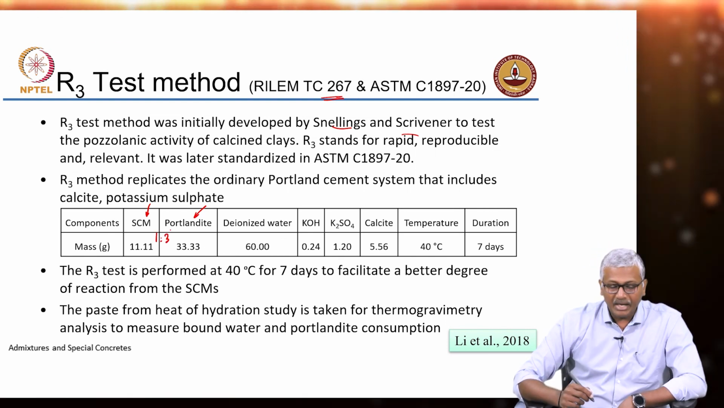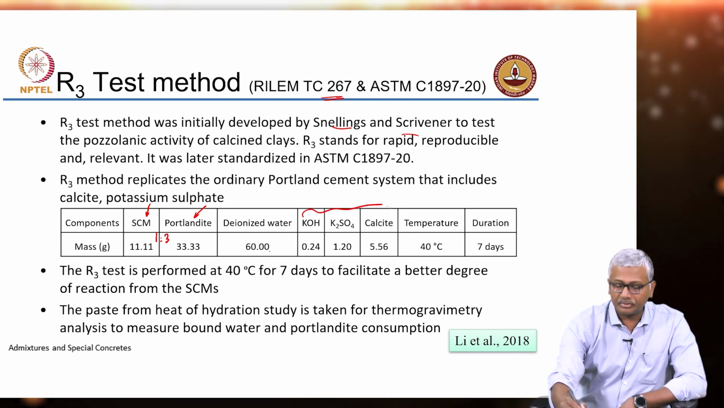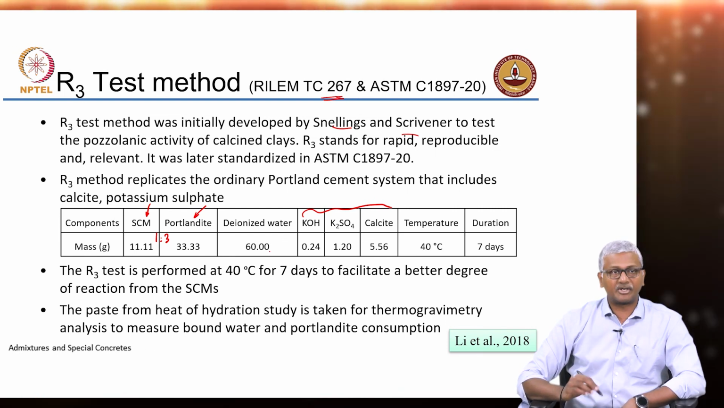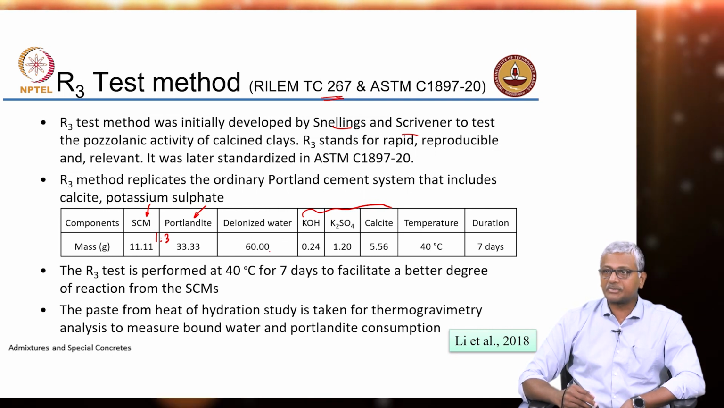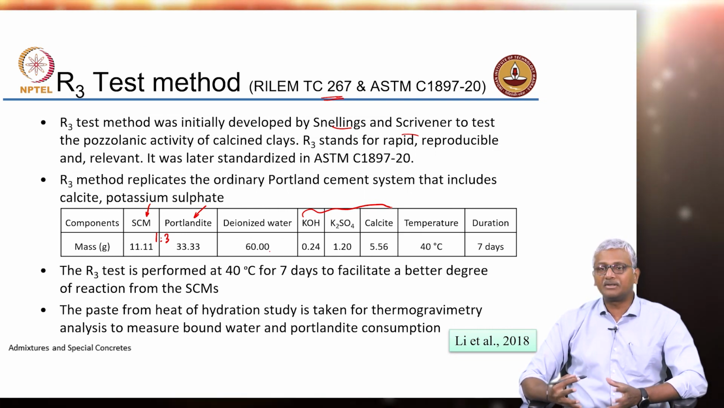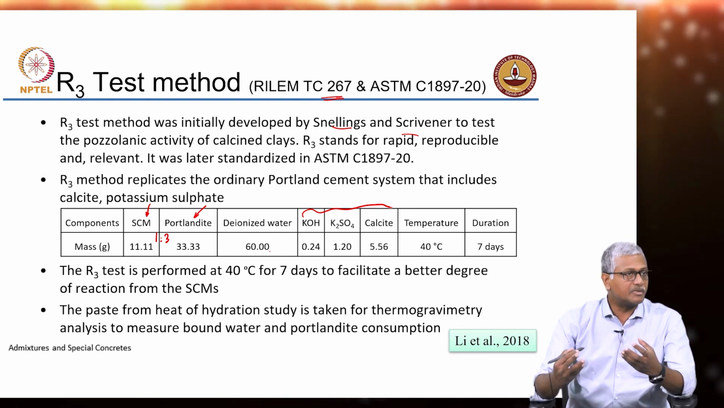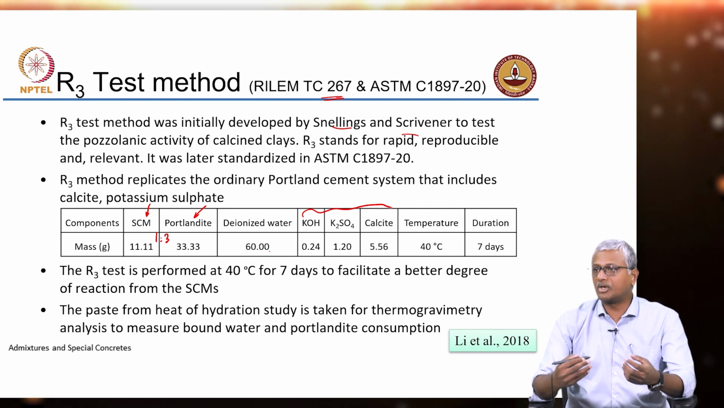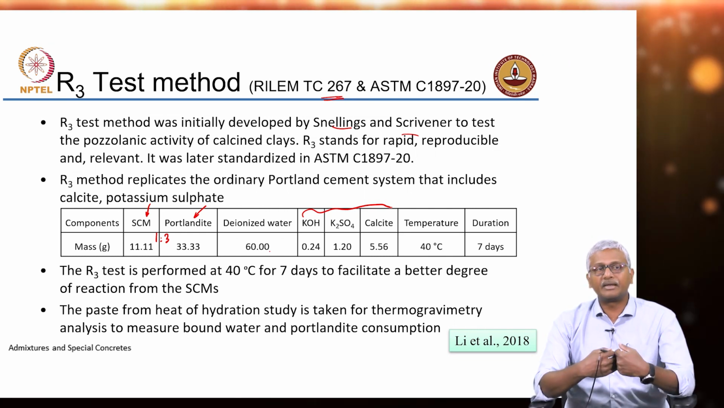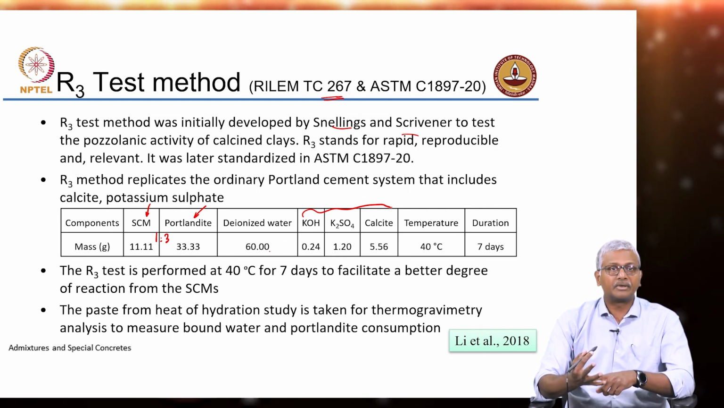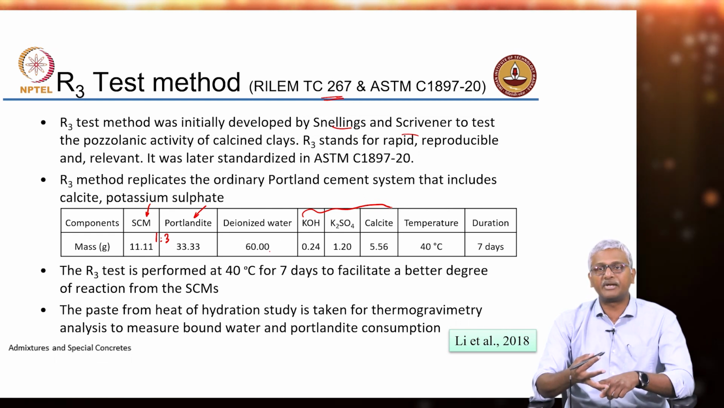Okay. Then you have deionized water along with a mixture of chemical ingredients like potassium hydroxide, potassium sulfate and calcite. Why are these introduced? Because we want to create an atmosphere which is similar to what the pozzolan will have in a normal cementitious matrix. When you are mixing the pozzolan along with the cement, the chemical environment will have alkalis, will have sulfates and we may have some carbonates also in the system.